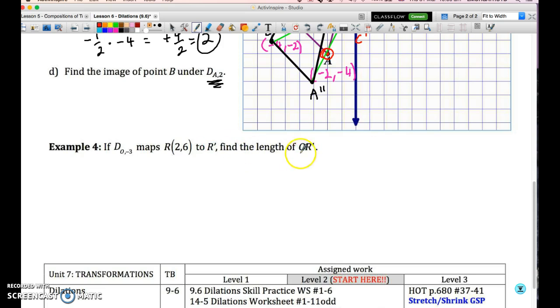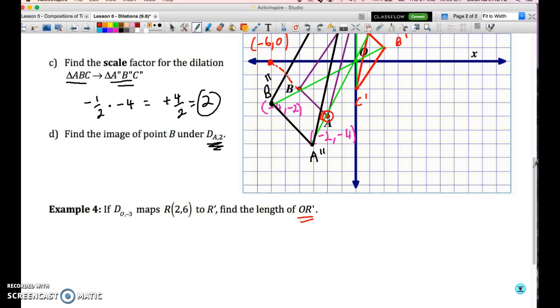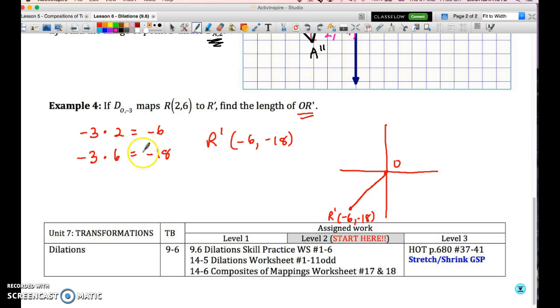that maps R to R'. We've been asked to find the length of OR'. A couple of different ways that we can do this. One way would be just to find the length of OR and then double it, or we can find the coordinates of R' and then find the length of OR'. Okay, so just to wrap this up, what I've done is multiply the coordinates of R, each of them by -3, the scale factor, which has given me the coordinates -6, -18, which are the image of R's coordinates. You can see I've plotted it on a coordinate plane over here.